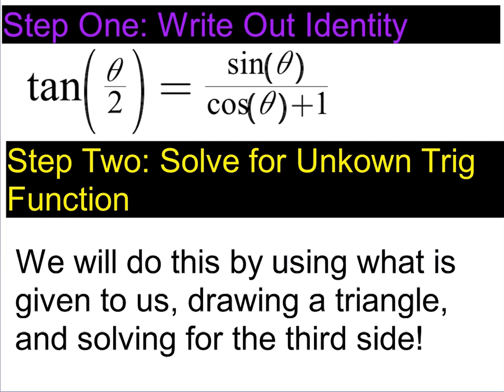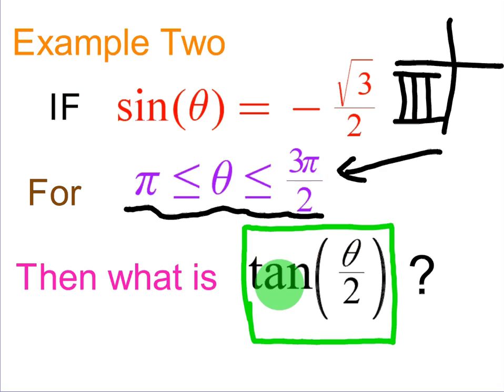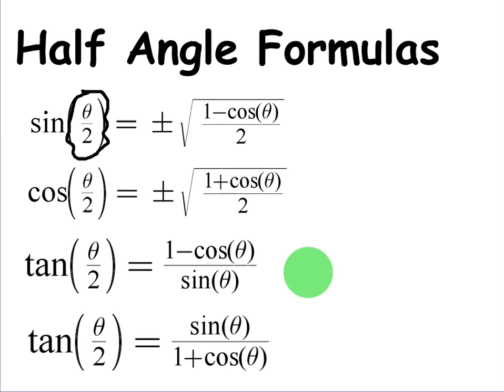So let's go ahead and follow those steps that we followed in example 1. Remember, you're going to write out the identity. So how do you know which identity to use? Well, in this particular case, it's asking for tangent of theta over 2. Now, if we go back, there are two different formulas for tangent of theta over 2. They're basically the same because they both involve sine and cosine.